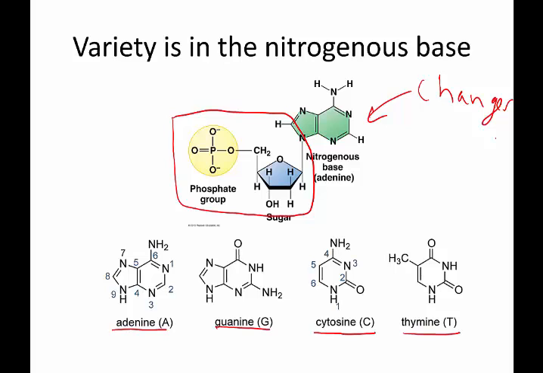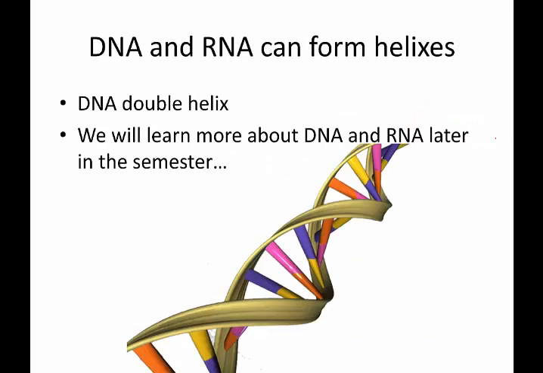So essentially, depending on the sequence of nitrogenous bases, that's going to produce a different protein. And again, we're not going to go into too much detail about DNA and RNA for now. In later chapters, we'll go into much more detail. DNA and RNA can also form helixes. So as you're probably familiar with, DNA has a double helix. So here's one of the helixes, and here's the second. So those helixes are linked together to form a double helix.